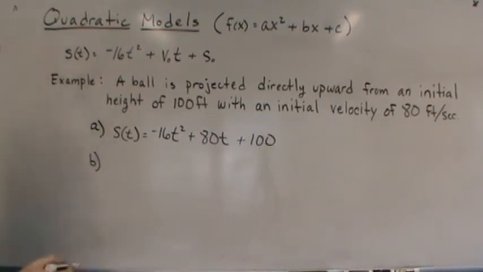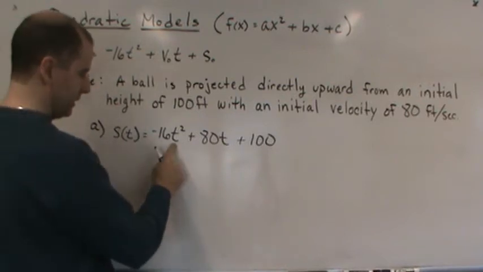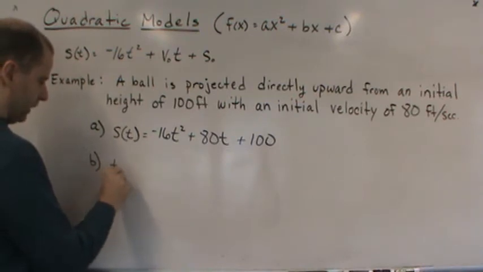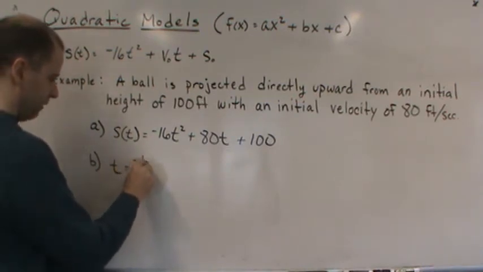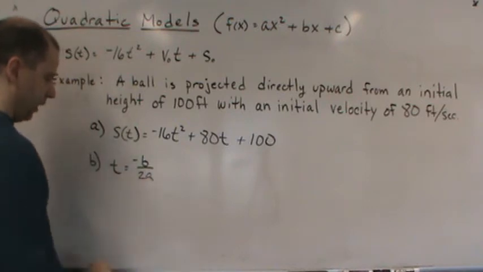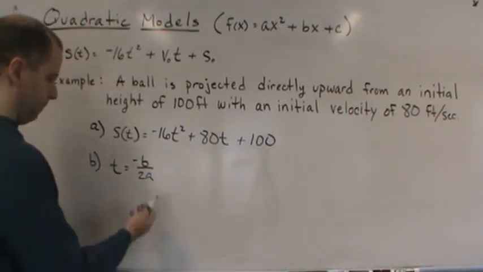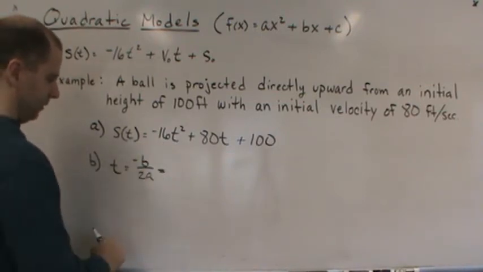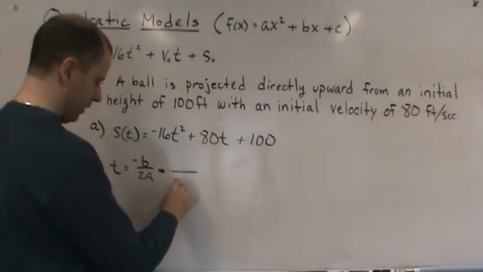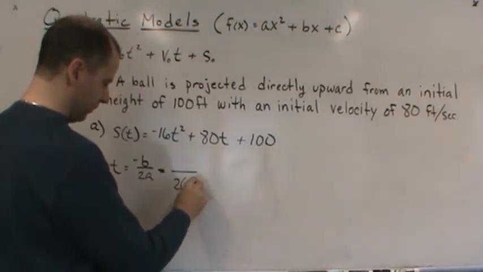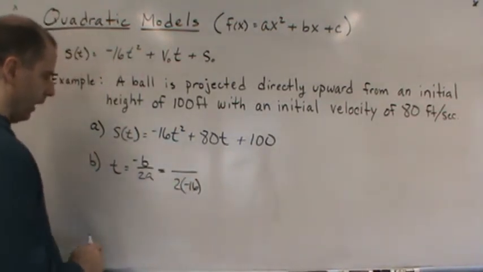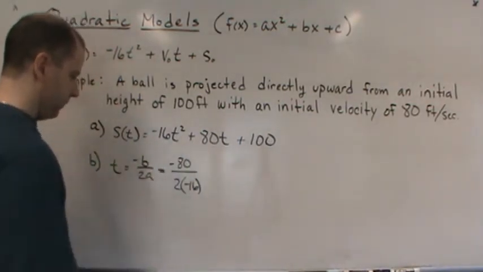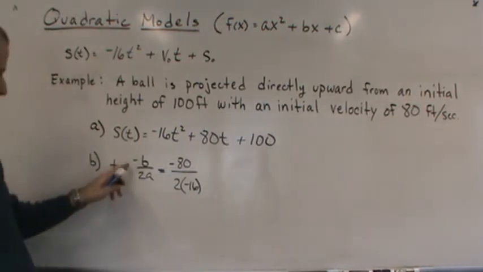Well, let's use the vertex formula. So in this case, t is in place of x. So our vertex formula is going to be t equals negative b over 2a. Well, now we just need to plug in b and a, right? Well, a is negative 16, so let's plug in 2 times negative 16. And then b is 80, so we're going to put negative 80 here. Okay? Why? Because we have a negative sign here.